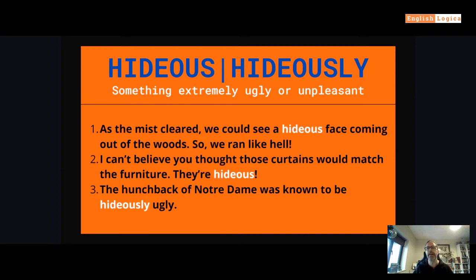So example 1 then, as the mist cleared, we could see a hideous face coming out of the woods. So we ran like hell. Example 2, I can't believe you thought those curtains would match the furniture. They're hideous. Example 3, the Hunchback of Notre Dame was known to be hideously ugly.